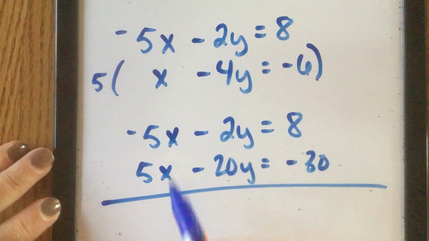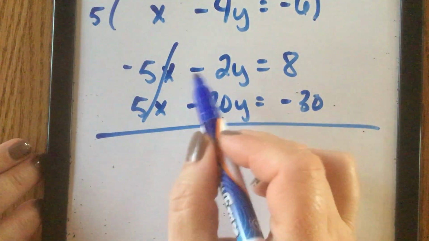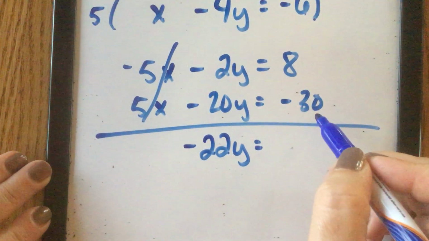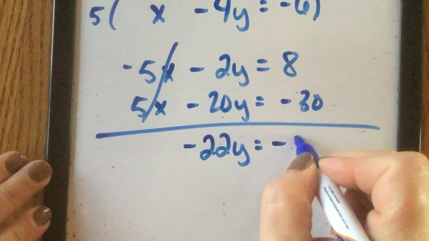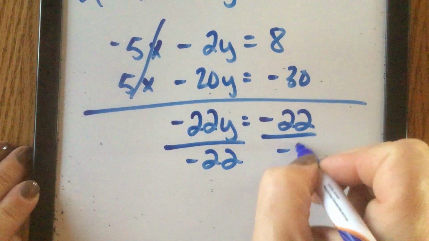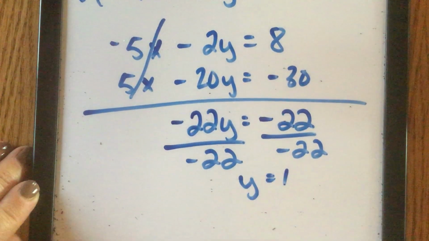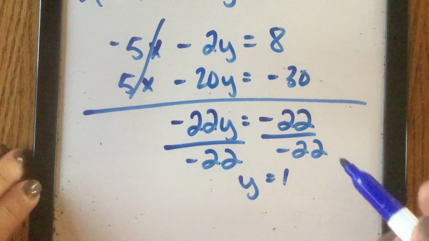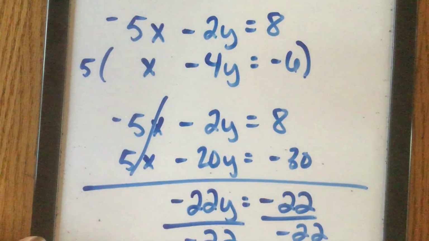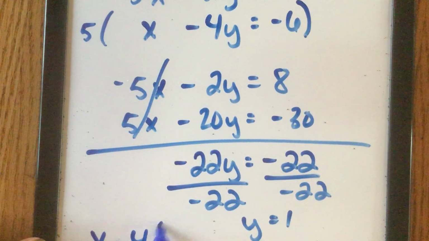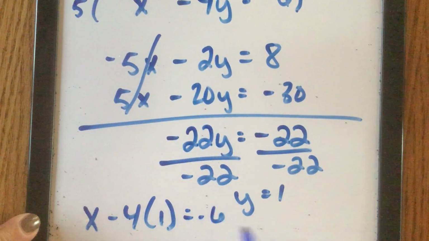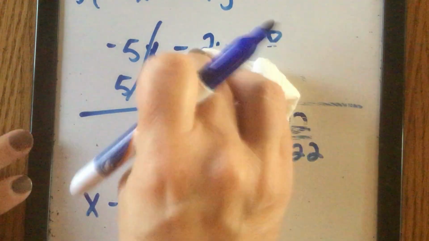So then a negative 5x and a positive 5x cancels out. So a negative 2 plus a negative 20 is negative 22y. And a negative 30 plus 8 is a negative 22. So when I divide by negative 22, I'm going to get positive 1. Now I take positive 1 and plug it back up into one of the original equations. So I'm going to do x minus 4 times y, which we found to be 1, equals negative 6. I'm going to erase this work here so I've got more room to work.